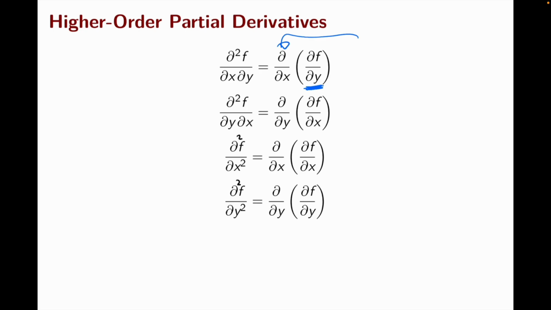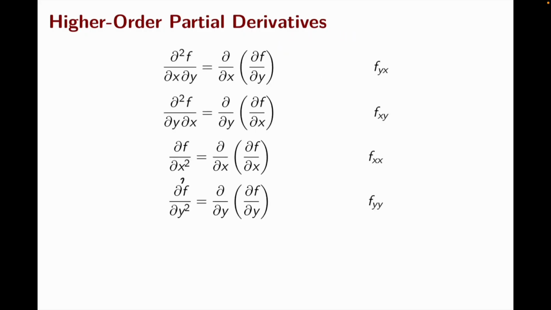Second derivative, this is the correct notation: the second derivative of f with respect to x twice, or the second derivative of f with respect to y twice. So what this thing is, for instance, the last one: you take the first partial derivative of f with respect to y, and when you get the result, you take the derivative with respect to y again.